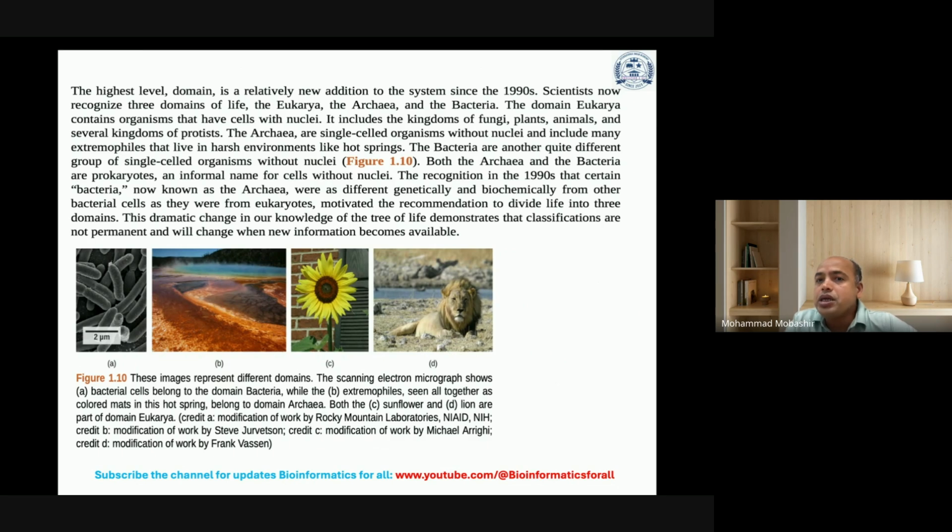The recognition in the 1990s that certain bacteria, now known as archaea, were as different genetically and biochemically from other bacterial cells as they were from eukaryotes motivated the recommendation to divide life into 3 domains. The dramatic change in our knowledge of the tree of life demonstrates that classifications are not permanent and may change when new information is added.